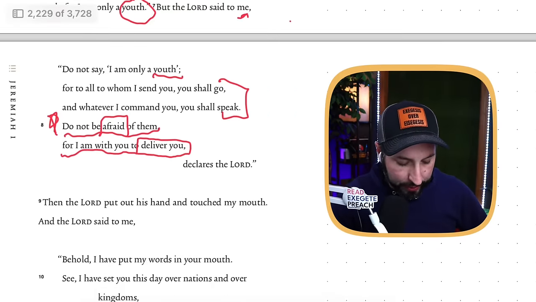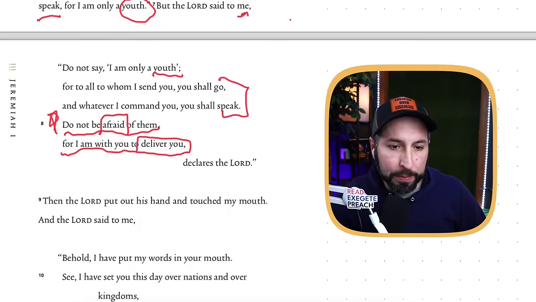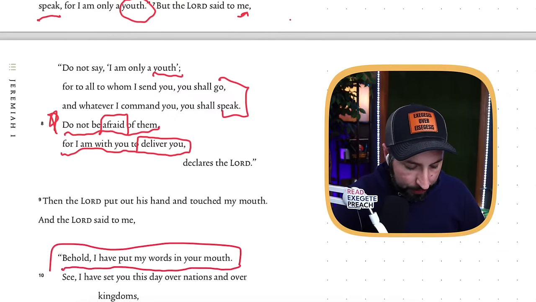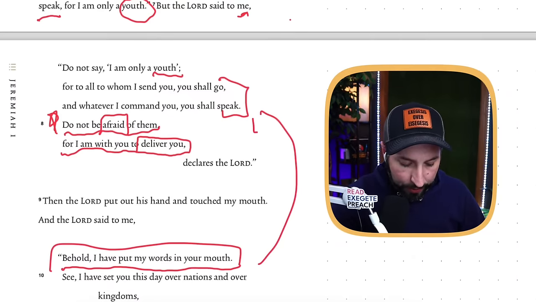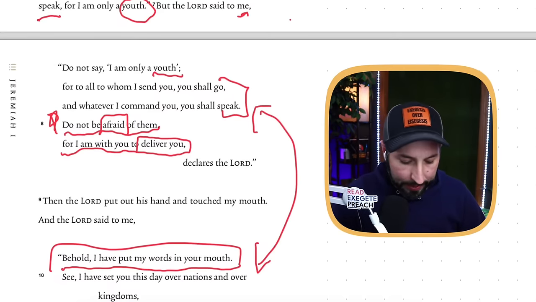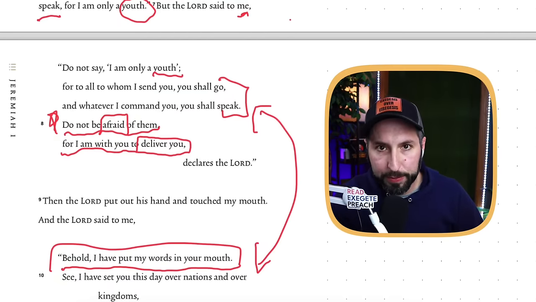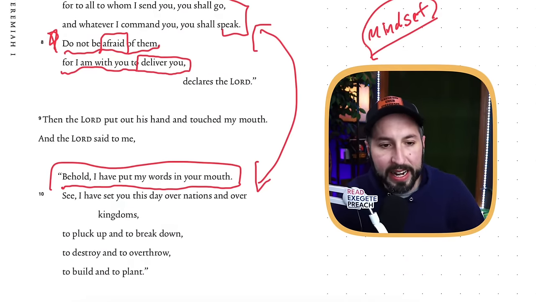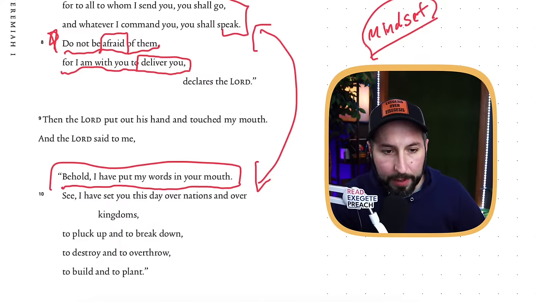Now, verse 9 is where Furtick is going to end, is that the Lord put out his hand and touched my mouth, and he said to me, behold, I have put my words in your mouth, right? So this above here, wherever you go, speak what I tell you, wherever I command you, go, right? And then he gives him the word to speak. Now, this is where Furtick ended, but this is the rest of what God tells him. See that I have set you this day over the nations and over kingdoms. I pluck up and I break down. I destroy and I overthrow. I build and I plant.